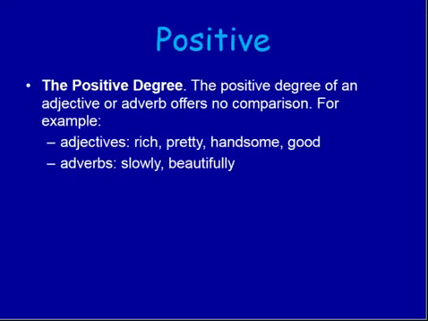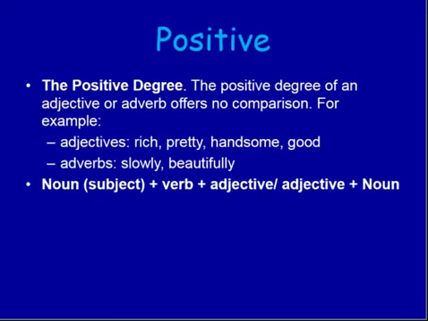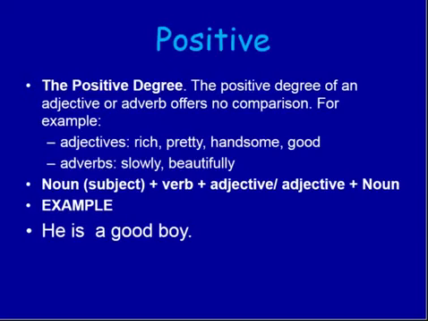So look at the structure: subject plus verb plus adjective, subject plus verb plus adjective plus noun, subject plus verb plus adverb plus adjective plus noun. Look at the example. He is a good boy. Here we simply describe a person.